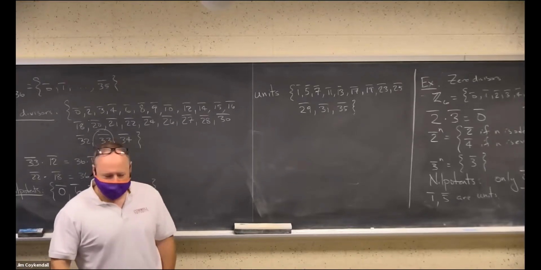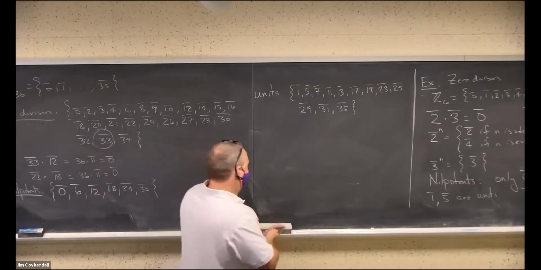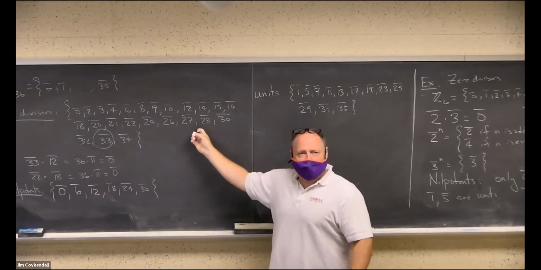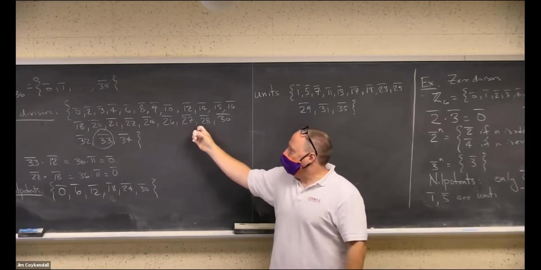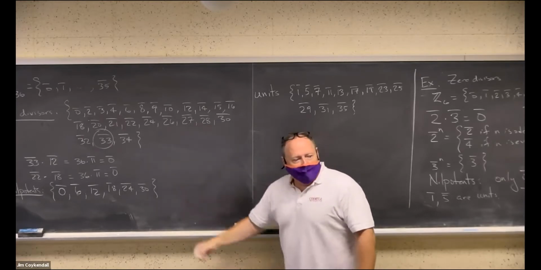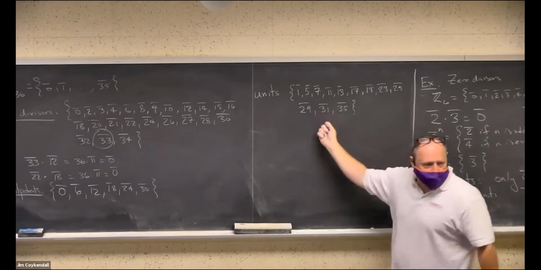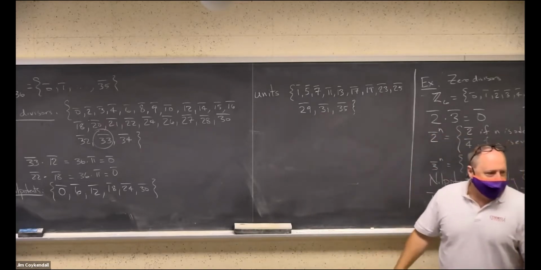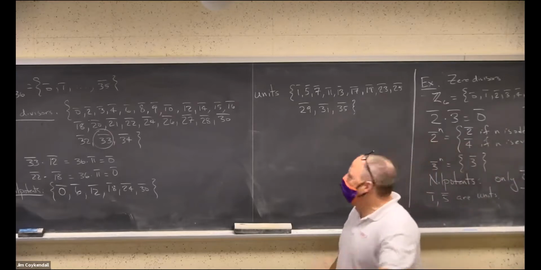Anybody know how to prove it? I think I've convinced you. Tell me if I'm wrong. I think I've convinced you that these are zero divisors and these are nilpotents. It's probably less convincing that these are units, right? How can you multiply 31 by something and get 1, right? Let me prove it.